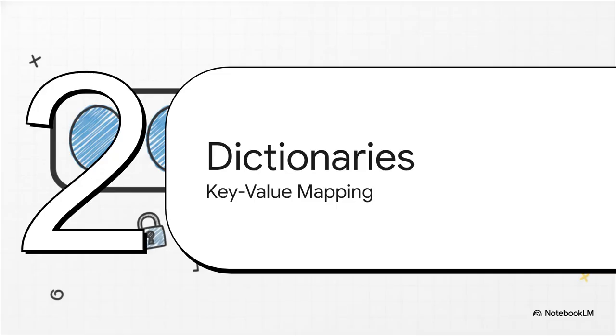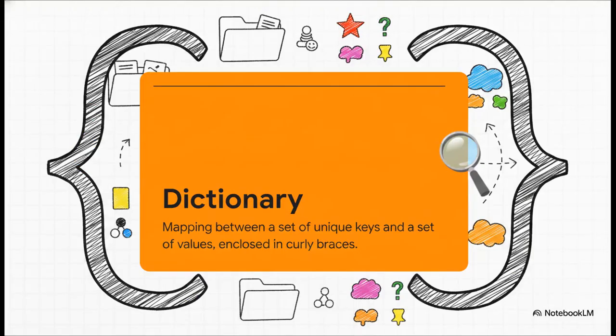Section 4. Dictionaries, key-value mapping. Okay, let's put away the unchangeable lockbox for a minute and pull out tool number 2. Think of this one as your dynamic filing cabinet. Welcome to the world of dictionaries. So unlike tuples, which rely on numbered sequential indexes starting at 0, a dictionary uses unique keys to store and look up data. Picture these keys as the labels on a file folder.